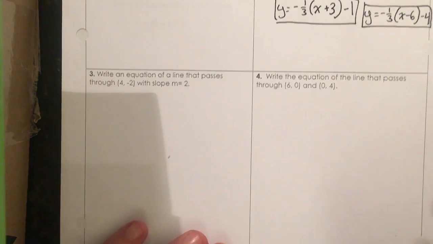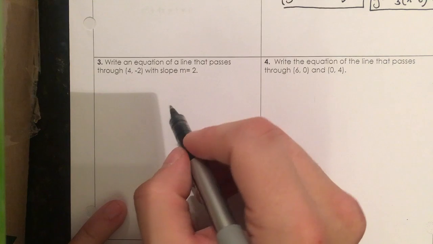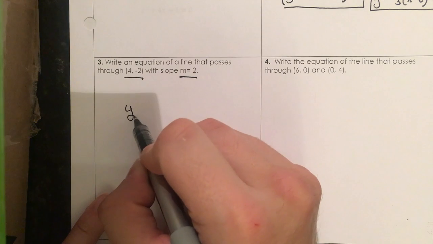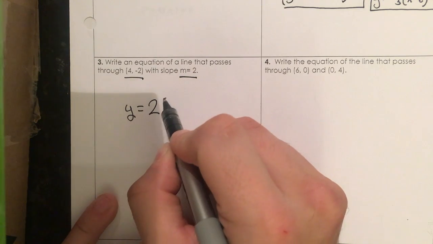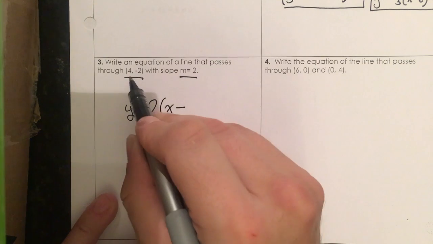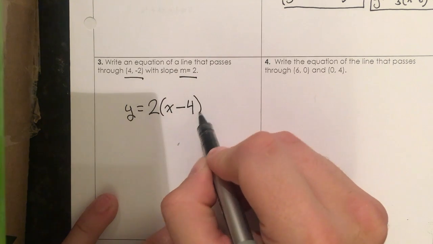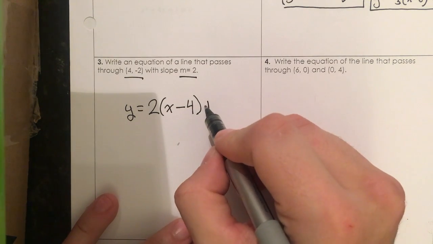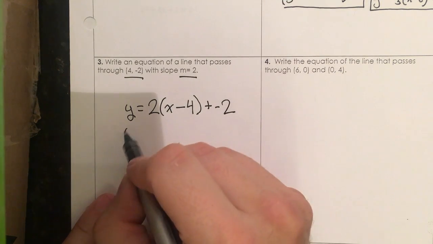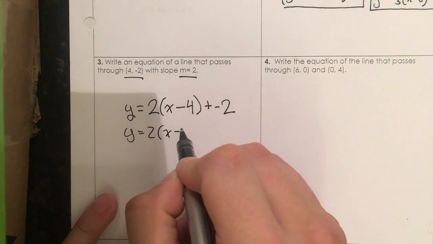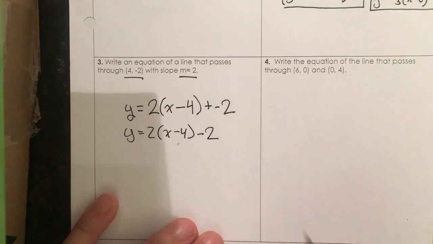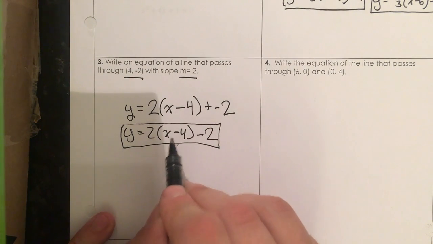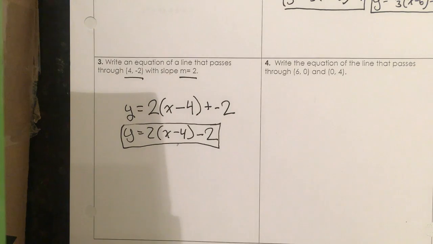So with these next two problems, it's literally the exact same thing. In this problem, they gave us a point and they gave us a slope, so all I need to do is plug in slope times x minus our x value plus our y value. And notice that even though I say plus our y value, if I do plus a -2, well, that's the same thing as saying -2. So our final answer, y is equal to 2 times x minus 4 minus 2.